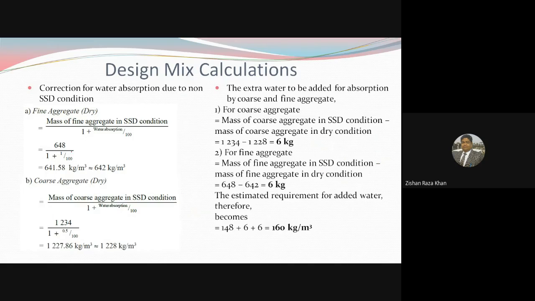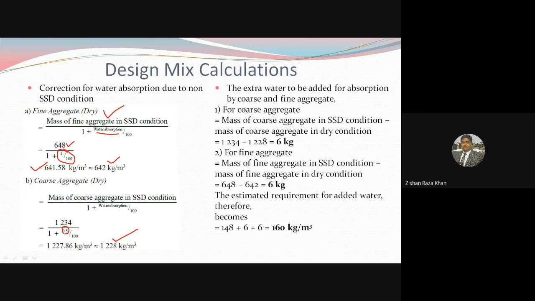Now how to do that? See, for fine aggregate. Mass of fine aggregate in SSD condition is 648. Water absorption is given as 1%. So this is the correction. Okay, 1 by 100. So how much it comes out to be? 641.58 kg, means 642 kg of fine aggregate is there. And coarse aggregate water absorption is given as 0.5. So total is 1228 kg per meter cube of coarse aggregate.